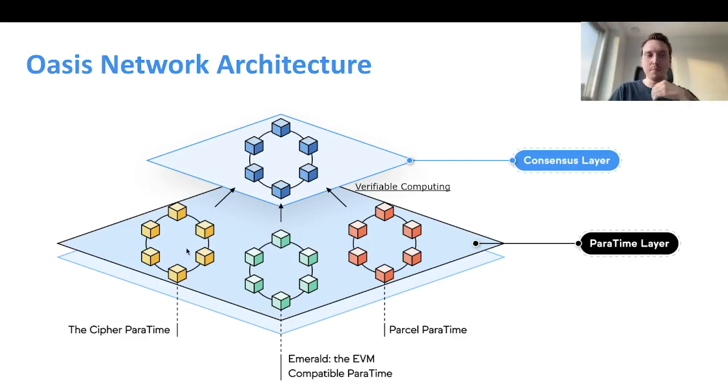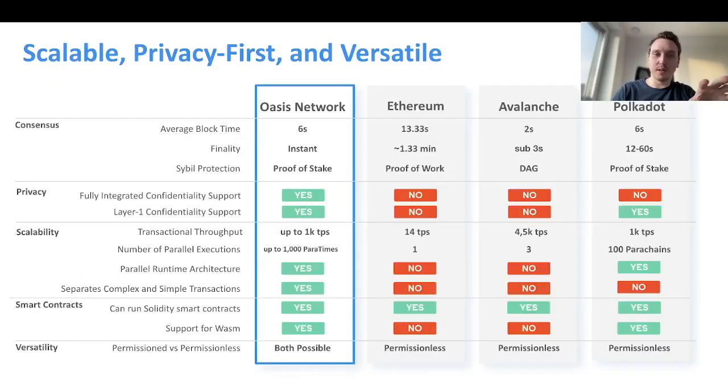So we will talk more about these other ParaTimes, Cipher and Parcel, right? But essentially, one is for, let's say, data tokenization and having some computation of encrypted data, and there is another one that can be used for different purposes, right? So we will touch all of them.